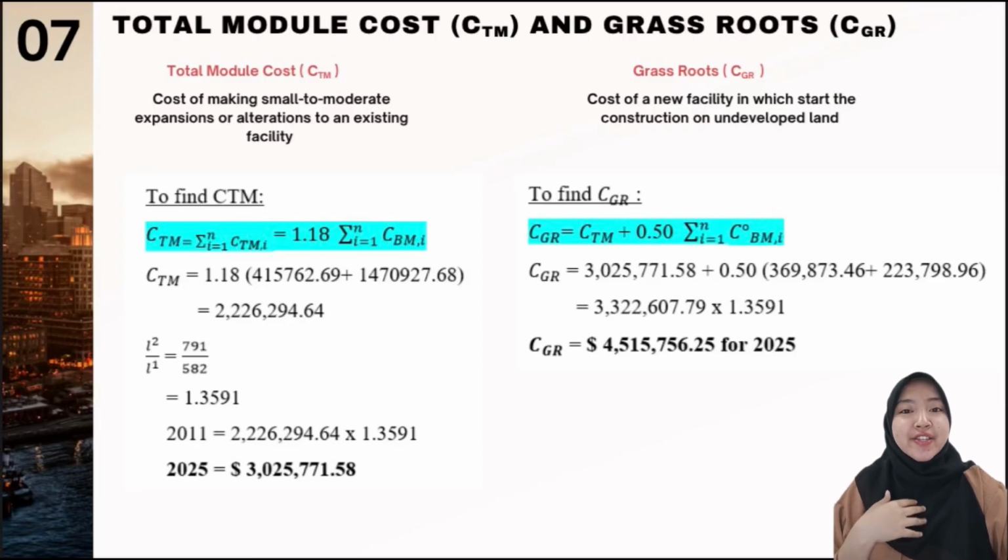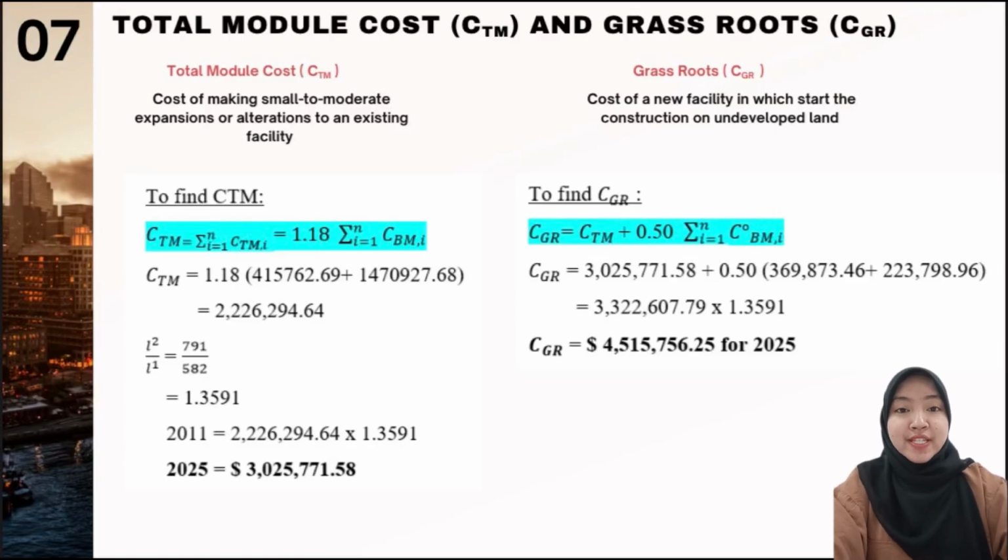My name is Siti Nurfatihah binti Hadi and my metric number is AA23025. Okay, today I want to continue the presentation about total module cost CTM and grassroots cost CGR. Firstly, I want to present the definition of total module cost CTM. CTM is the cost of making small to moderate expansions or alterations to an existing facility.